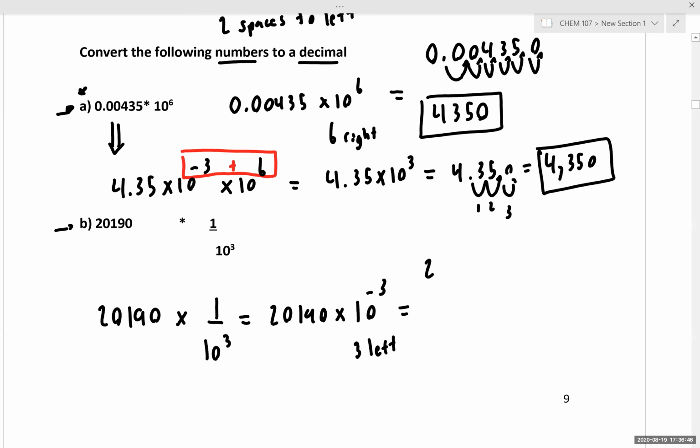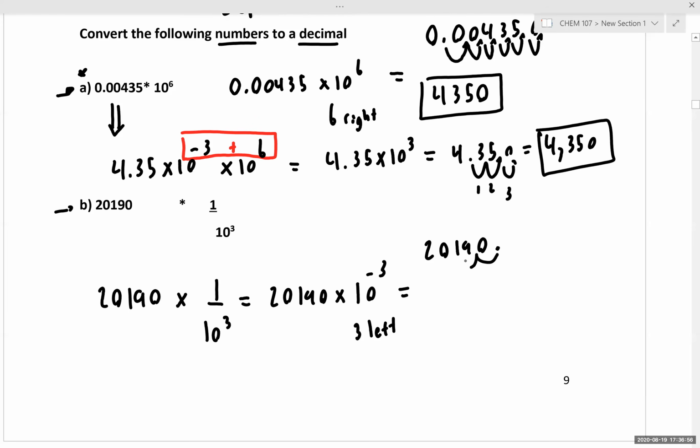Okay, so if we have 20,190, we place our decimal point at the end, and then we move our decimal point 1, 2, 3 spaces to the left. That in turn gives us 20.190. Keep in mind that the base number that we're multiplying by our power of 10 is 20,190. So as a result, when we move our decimal point 3 spaces to the left, we end up with an end result of 20.190.